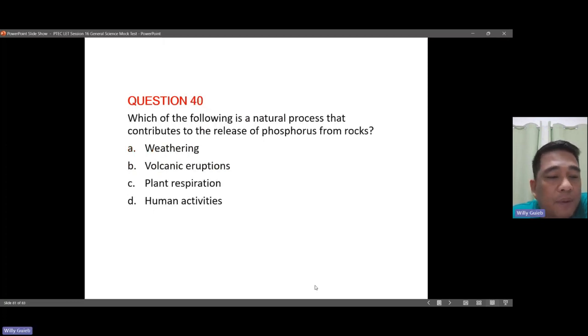And finally, which of the following is a natural process that contributes to the release of phosphorus from rocks? Weathering, volcanic eruptions, plant respiration, or D, human activities. Sagot natin dito ay weathering, kaya nga yung rocks ay nagkakaroon ng weathering para ma-breakdown yung kanyang iba't ibang mga components at may gamit itong mga composition na yan for plant or animal use.